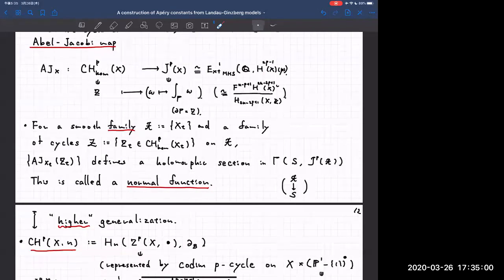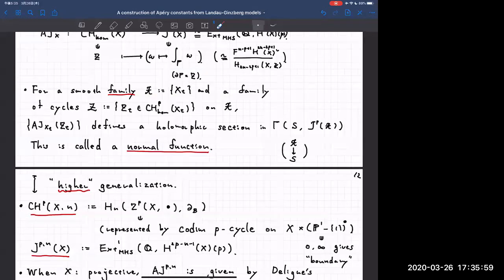So if we fix a variety X, then by considering the Abel-Jacobi map, we obtain the Abel-Jacobi value for one fixed algebraic cycle. And we can generalize this notion to a family of cycles on a family of varieties. So for a smooth family X over S, where each fiber is X_t, and if we consider a family of cycles Z over this smooth family, given by Z_t, and each of them is an element of CH^p(X_t), then by taking the fiber-wise Abel-Jacobi values AJ_{X_t}(Z_t), we obtain a holomorphic section over the parameter space S of the Jacobian bundle. Here, instead of the fixed Jacobian, we should consider the Jacobian bundle J^p(X/S). Okay. And this is called the usual normal function.